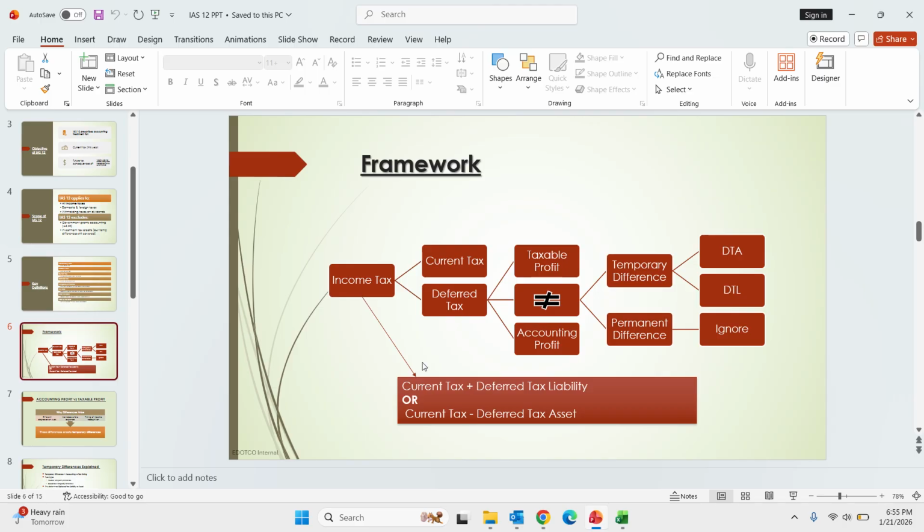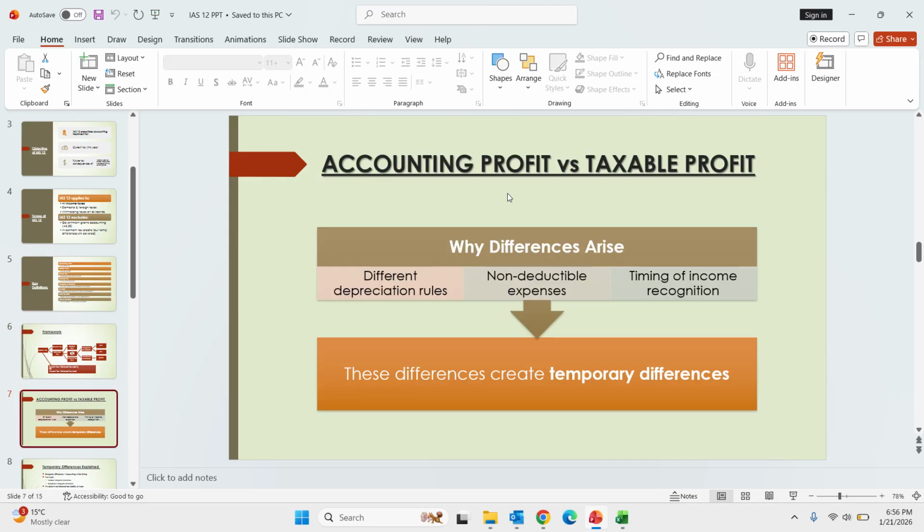This slide also shows how tax expense is structured. Tax expense can be either current tax plus deferred tax liability, or current tax minus deferred tax asset. This framework shows that tax expense includes both current period tax and future tax effects. The difference between accounting and taxable profit arises due to differences in depreciation rules in accounting and tax laws, some non-deductible expenses which are allowed by accounting and disallowed by tax or vice versa, and differences in the timing of income recognition between accounting laws and tax laws.